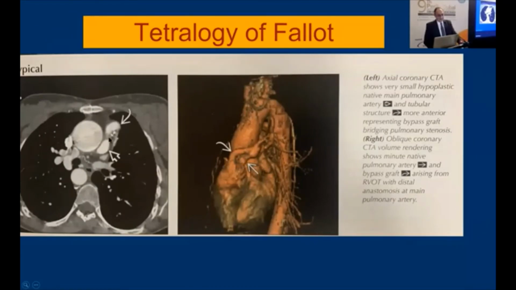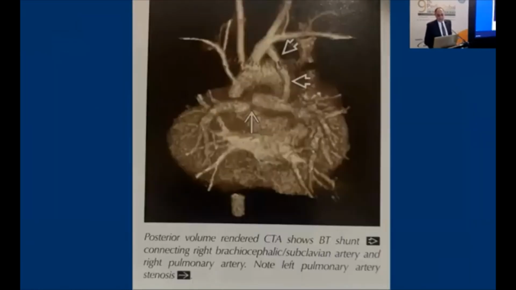Here in the axial and volume rendering. Another example of post-surgery showed the shunt between the right pulmonary artery and the right brachiocephalic artery and the stenosis of the left pulmonary artery.